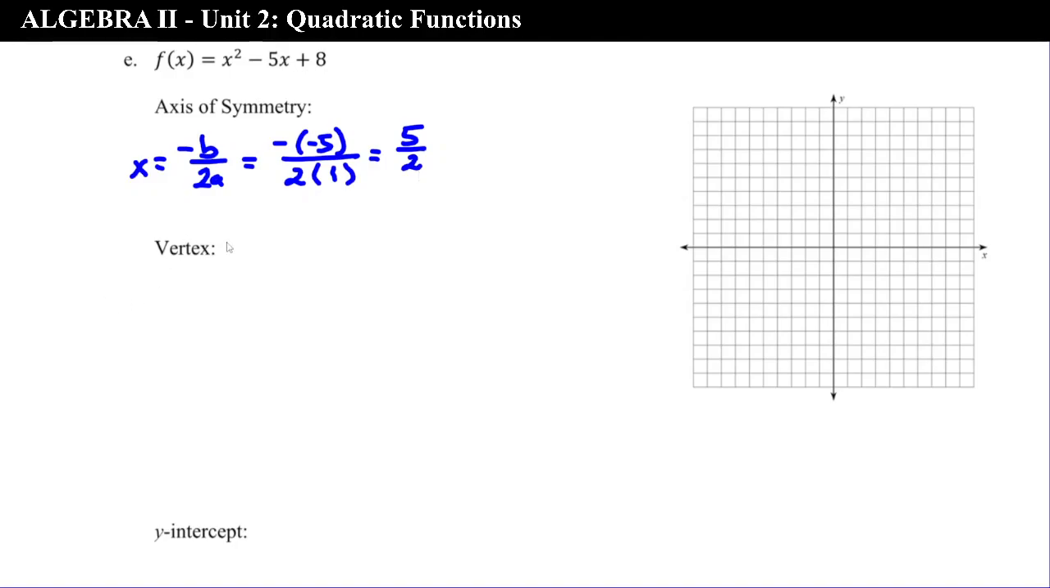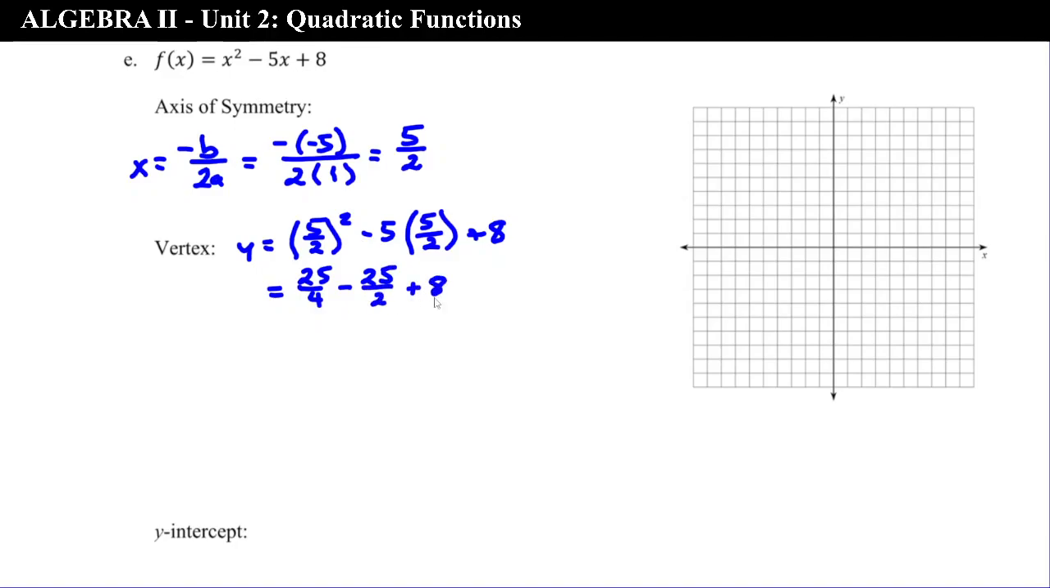And now let's see if we can find what the y-coordinate is going to be. Well, we're going to plug this in. So we're going to have 5 halves squared minus 5 times 5 halves plus 8. All right, 5 halves squared is 25 over 4. And then minus 5 times 5 is 25, so we have 25 over 2. And we still have plus 8 out here.